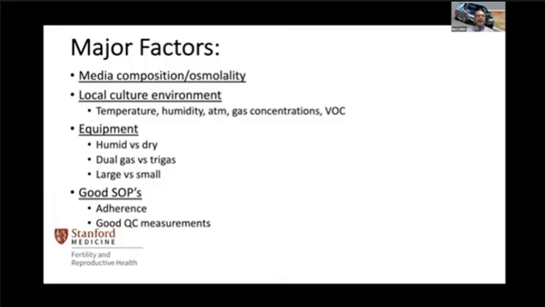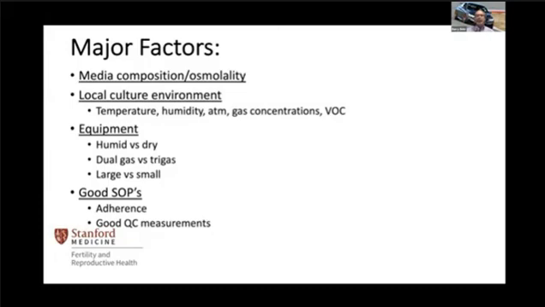And probably most importantly, and most important of any of the factors with respect to embryo culture, in my opinion, is the standard operating procedures that you implement in your practice. One size doesn't fit all. We're going to hear about running a small lab versus a big lab at the end of the presentations today. And what works for a 3,000 cycle IVF lab may not work for a 300 IVF cycle lab. But the most important thing is to adhere to good standard operating procedures.